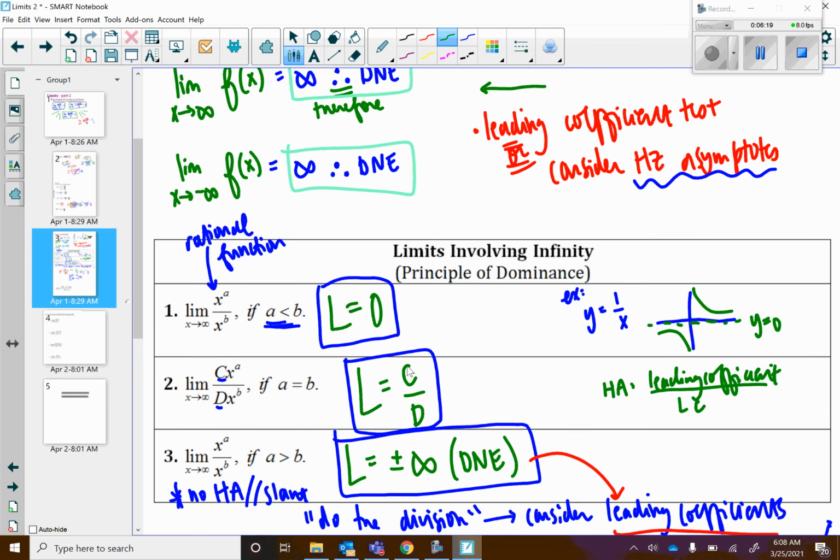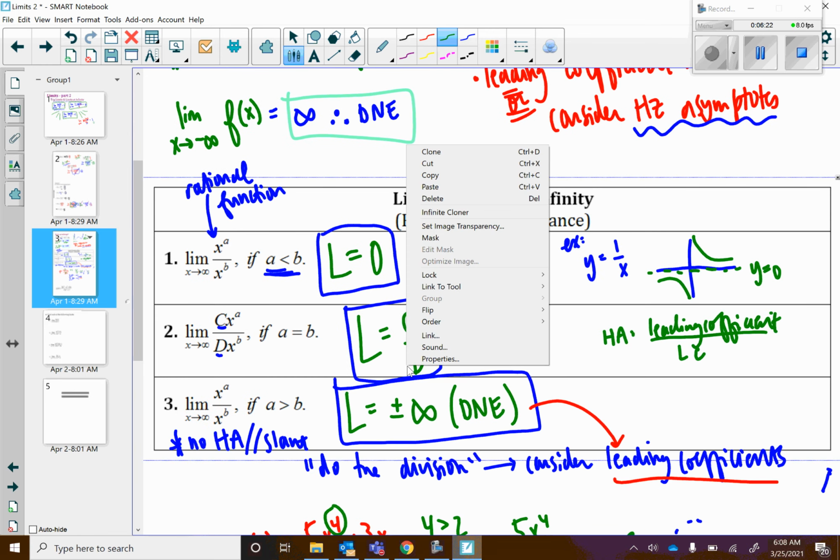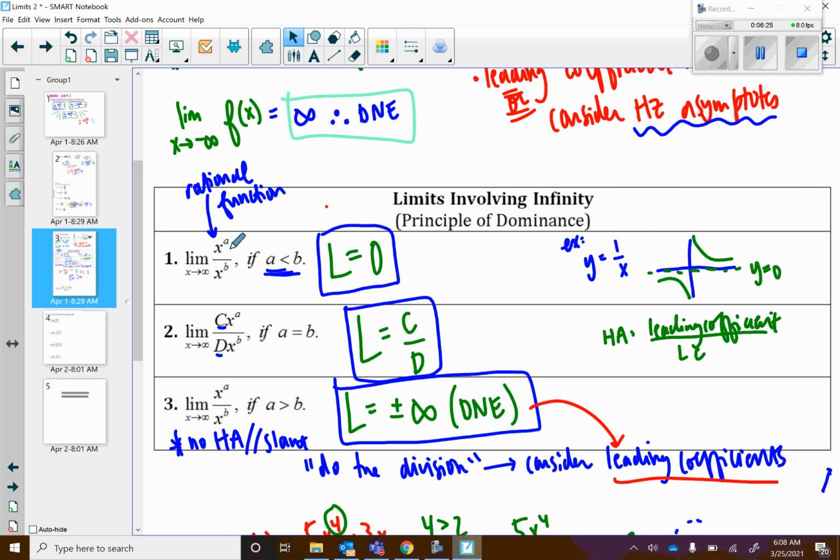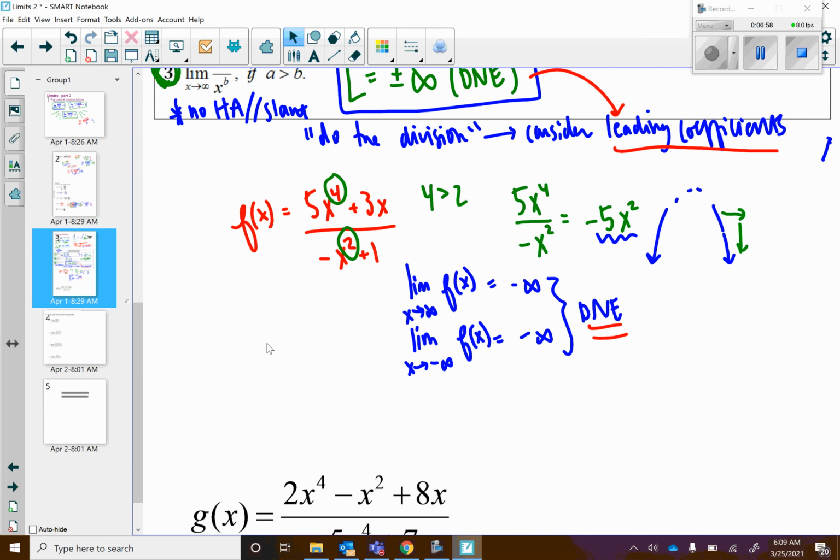Then we looked also at our rational function rules, which really were our horizontal asymptote rules. If the numerator has a greater degree than my denominator, the limit does not exist, and it's either positive or negative infinity. We would consider leading coefficients for this. If they have the same degree, we also consider leading coefficients, and our limit is that. And if our numerator has a lower degree than our denominator, our horizontal asymptote is y equals 0, thus the limit is 0. So we did this example together.